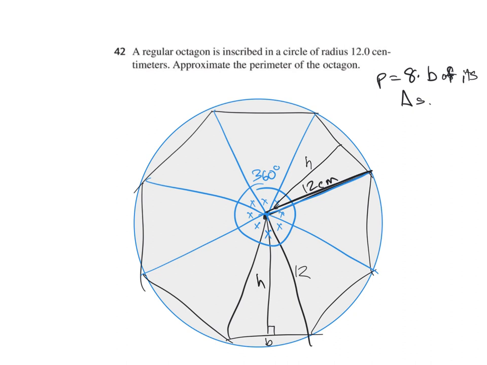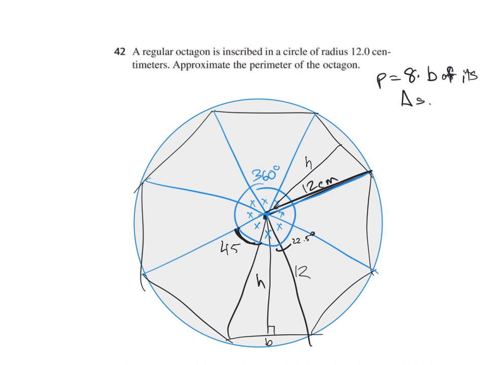All right, so we have nothing to go on other than there's 360 degrees in a circle. We can get each of the eight angles there. So 360 divided by 8 tells us that the whole angle here is 45. All right, well, that doesn't help us because that's not a right triangle. So we divide that by 2, and we get half of that to be 22.5 degrees.